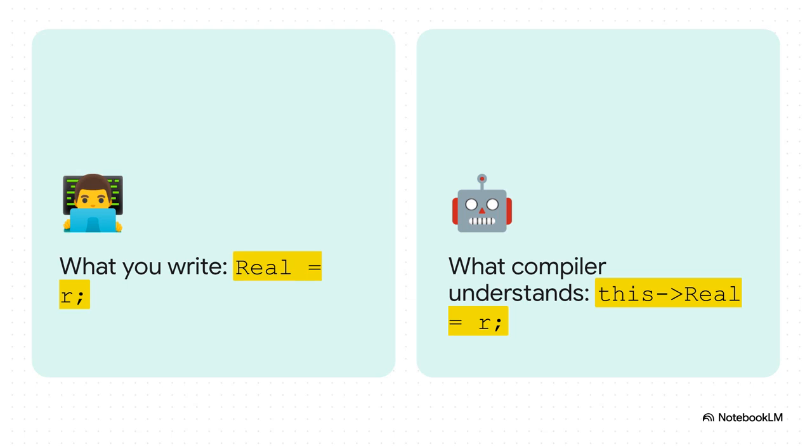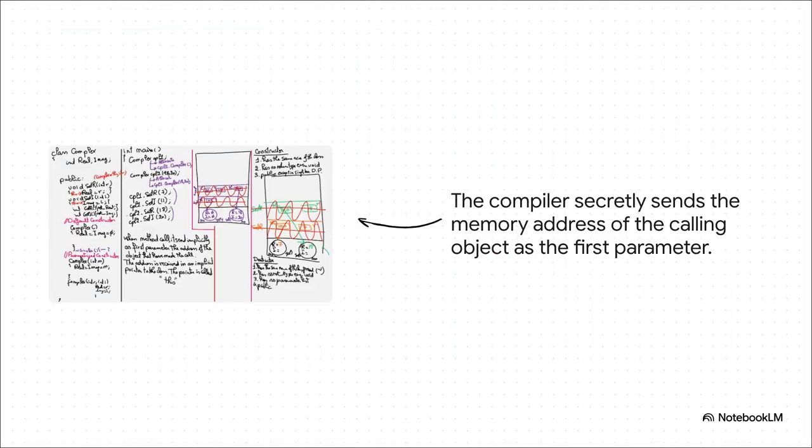It's a secret invisible pointer called this. When you, the programmer, write a simple line of code like real = r, the compiler is actually translating that. What it really understands and executes is this->real = r. It's adding that part in for you. This diagram shows exactly how it works. Look, when your code calls cpl1.setReal(7), the compiler doesn't just pass the number 7, it sneakily passes the memory address of the cpl1 object itself, address 100 in this example, as a hidden first parameter.